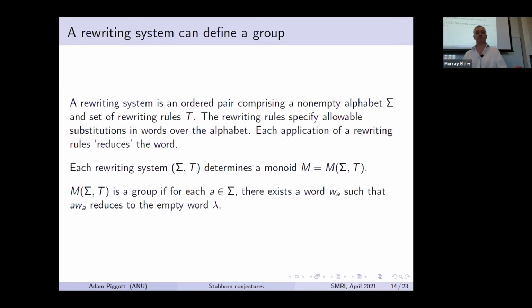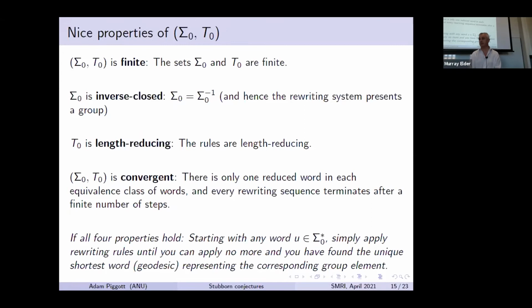Well, if you can check that each generator has a right inverse, then you're going to have a group. So we need to check. All right, so we can define groups with rewriting systems. And then there are some nice properties we like some rewriting systems to have. We like the generating set and the rules to be finite. Sometimes we want the generating set to be inverse closed. If the generating set's inverse closed, we know that the rewriting system presents a group. We don't have to think too hard about that.